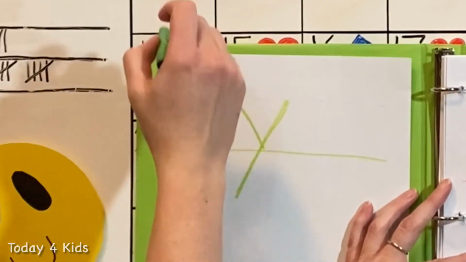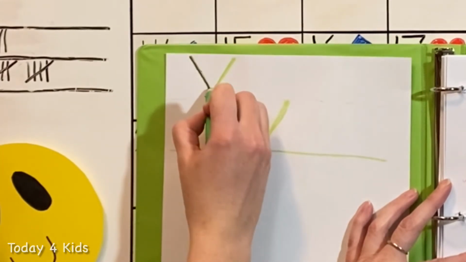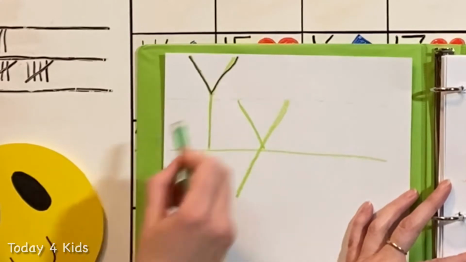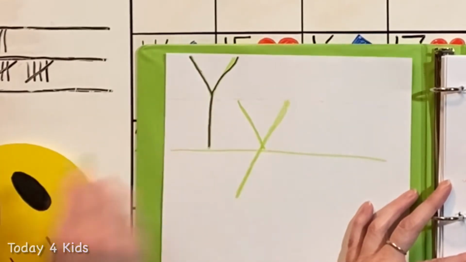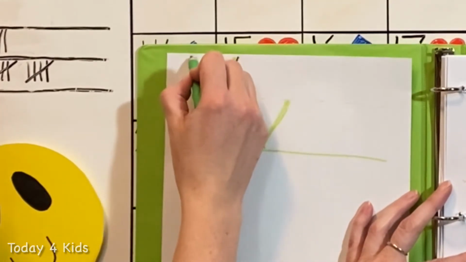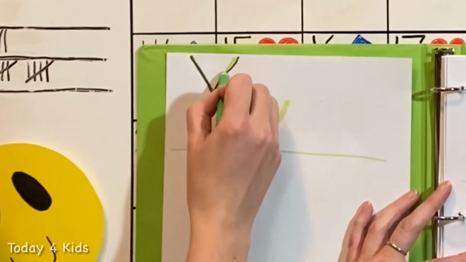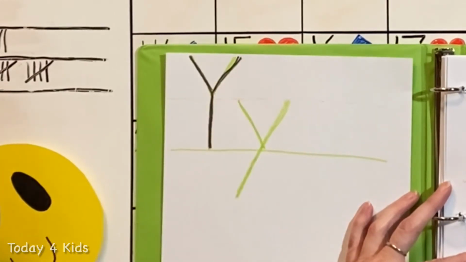So we're going to start at the top and go down on an angle to the right. And then we can go up on an angle to the right. Then we're going to go to this point right here and we're going to come straight down. Good job. That is an uppercase Y. So we'll go up here and we'll come down and then we'll go up and then we'll go back down to this point and make a line down.